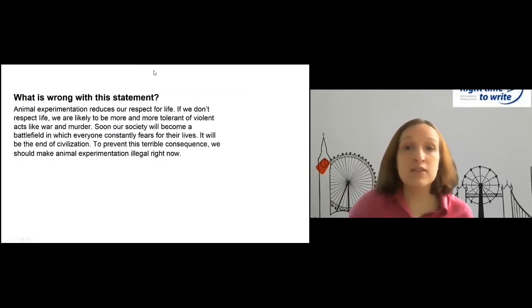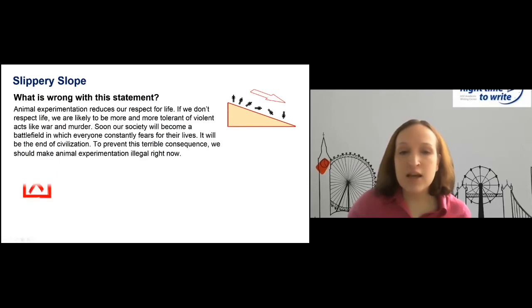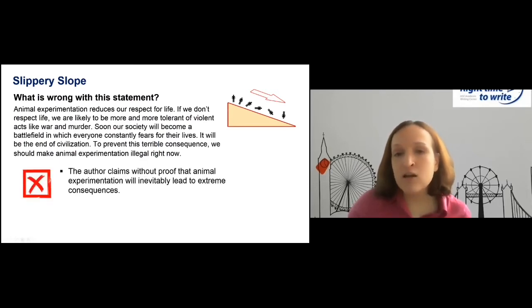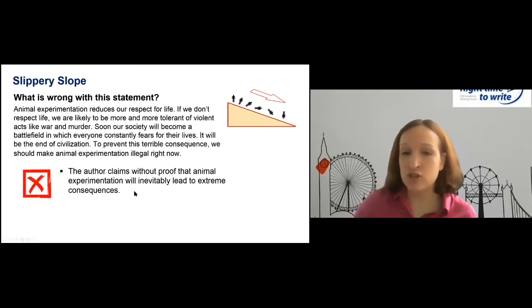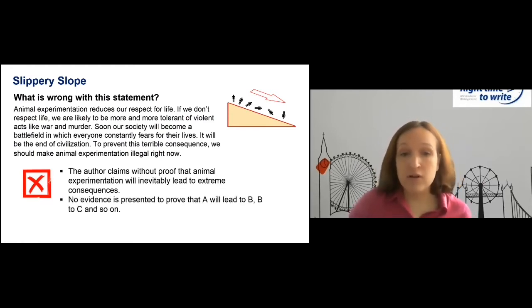Okay, so let's look at the next one. What is wrong with this statement? The author assumes that on every step of the way, the action inevitably leads to certain consequences. And the author claims that without any proof, no evidence is presented to prove that A will lead to B, B to C, and so on. And the more steps there are in this slippery slope argumentation, the less reliable it becomes, and the conclusion is not adequately supported.